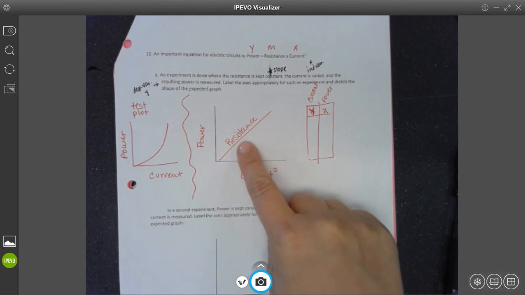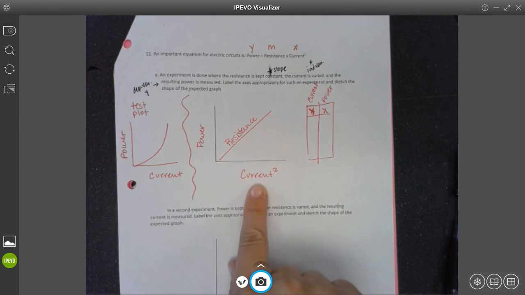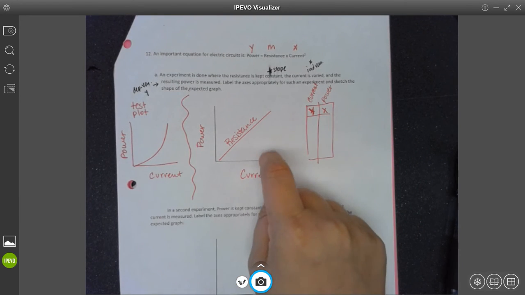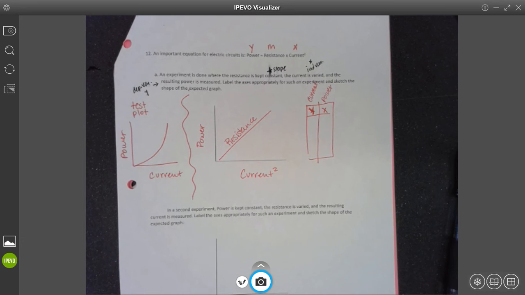If you're going to have a straight line, though, it has to be current squared. If you have a curvy line, it has to be current. What questions do you guys have about that one? Did you guys get that one right?